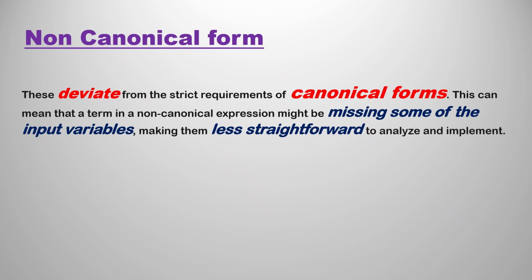So let's start the non-canonical form. I will read the definition once so that you can understand the main motto of non-canonical form. These deviations I have highlighted with the red color also. It deviates from the canonical forms, missing some of the input variables, making them less straightforward. So let's understand what is meant by this with examples.